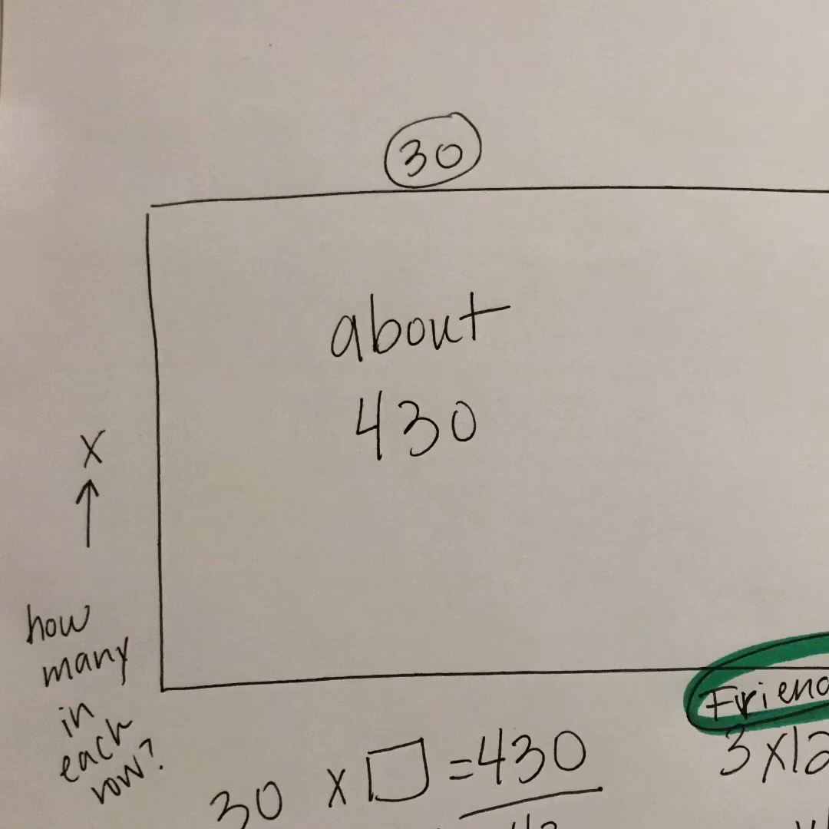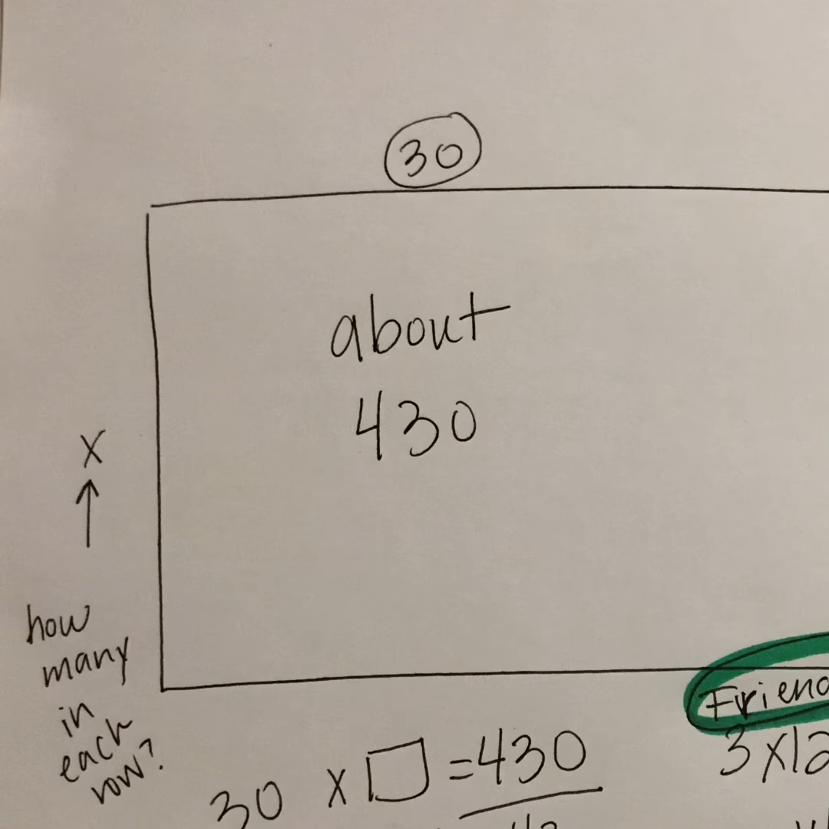Okay, so I went ahead and drew a model, an area model, and I'm trying to get close to 430. So 30 times what, or 30 rows, how many rows am I going to need, okay, to get close to my 430 people? And remember that 430 is the max number of people that are going to show up. There could be quite a few less than 430, just depending on what people have to do.